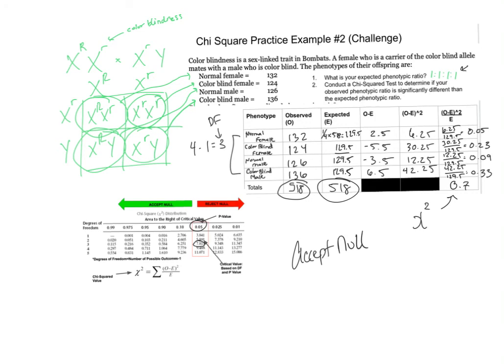Okay, so I hope that was helpful. Again, slightly different in that we're working with, in this case, a sex-linked trait, but same concept of testing our null hypothesis with a chi-square test. All right, if you have any questions, please don't hesitate to reach out, but I hope that provided some clarity about these chi-square problems.